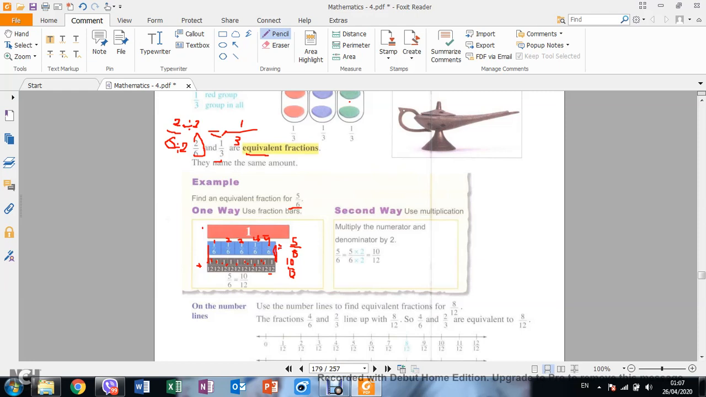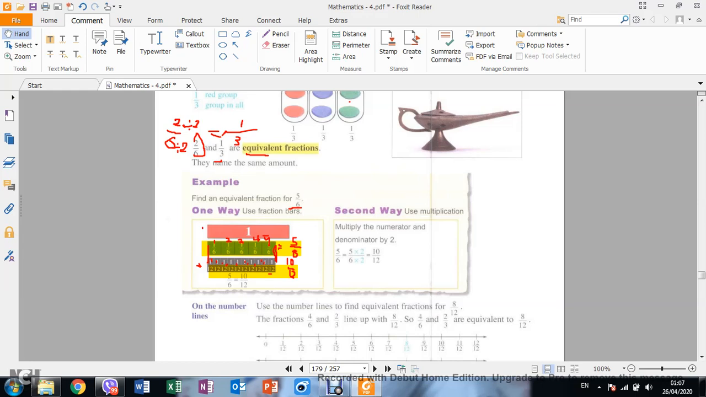When we line them up, the lengths of these two rectangles are equal, so 5/6 is equal to 10/12. So 5/6, sorry, is equivalent to 10/12.